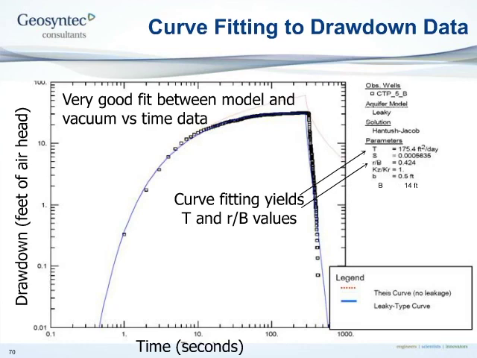So when you take that data and put it into a mathematical model and fit the curve to the data, you can see the data, which are the squares, and the model, which is the blue line, match up quite well for both the drawdown and recovery. And through that curve fitting, we derive the values of transmissivity and the leakance, the R over B value. The leakance is the permeability of the floor, and the transmissivity is the horizontal permeability of the material below the floor. Next slide.